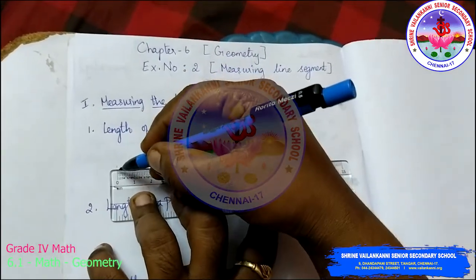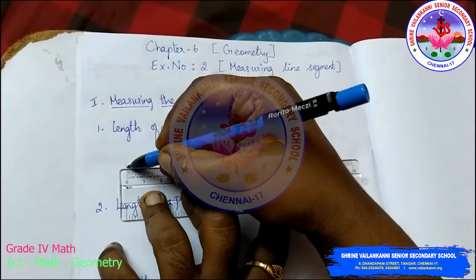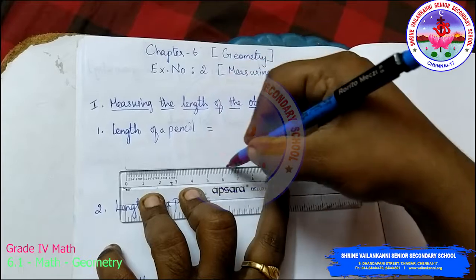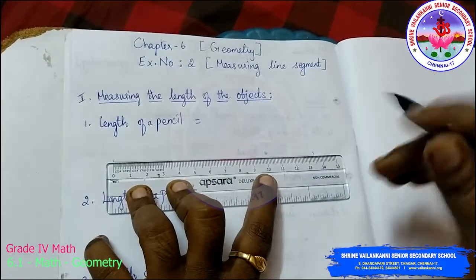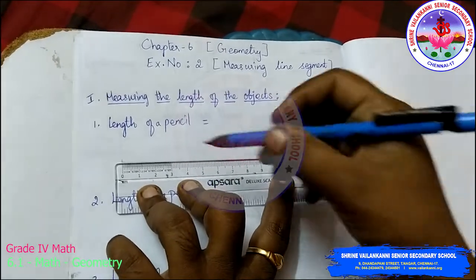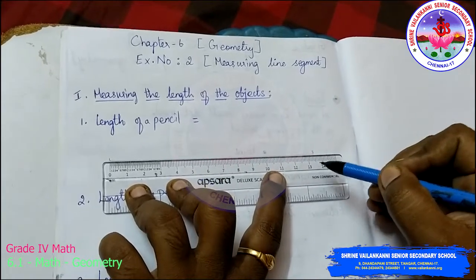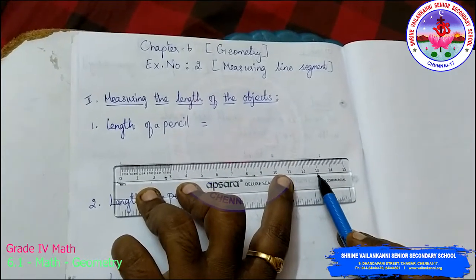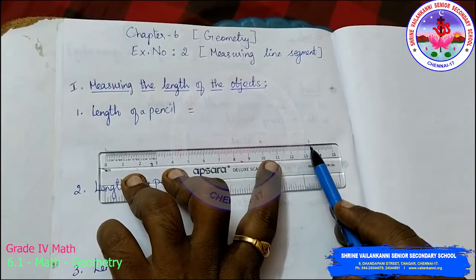So hold the scale tightly in the middle and from the starting point draw a line till the ending point. Don't remove the scale after drawing the line segment. Just see how many centimeters you have drawn using the scale. So here it is 13 and 14. Between this 13 and 14 you have a dot.